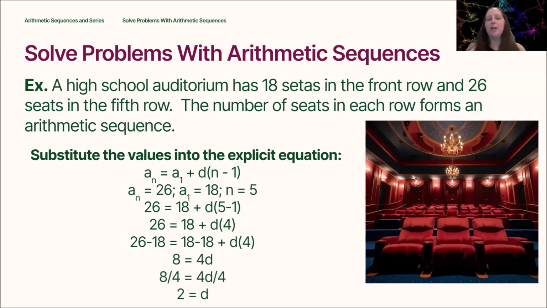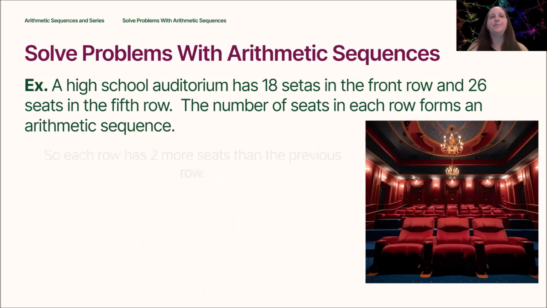So I substitute 26, 18, and 5 in for a sub n, a sub 1, and n respectively. Okay? So 5 minus 1 gives me 4. I subtract 18 from both sides of my equation, and then I divide by 4, so I get a common difference of 2. So in my first row, I had 18 seats. In my second row, I'm going to have 18 plus 2 seats, or 20 seats. In my third row, I'm going to have 20 plus 2, or 22 seats, and so on and so forth.